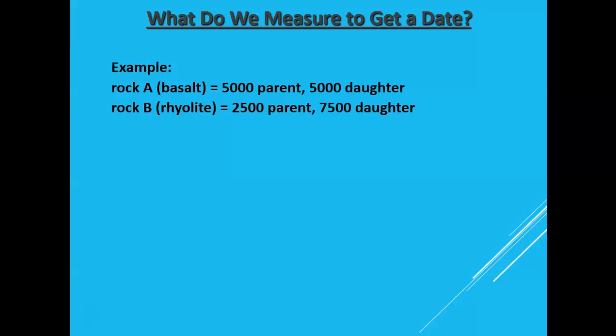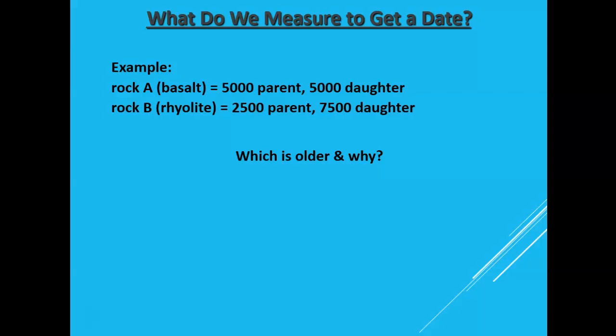So if you were given a question like this, right, you have two samples here. Both are igneous, so they both can be used to get an absolute age on. If we look at the basalt, it's got 5,000 parents and 5,000 daughter. We look at the rhyolite, 2,500 to 7,500. So which is older and why?